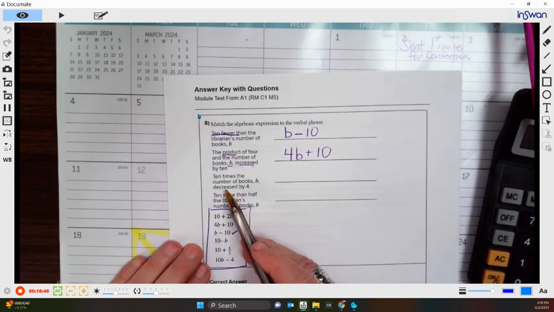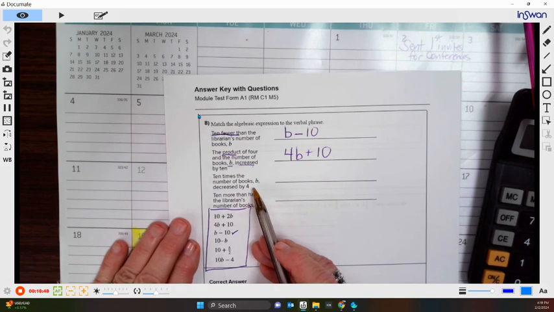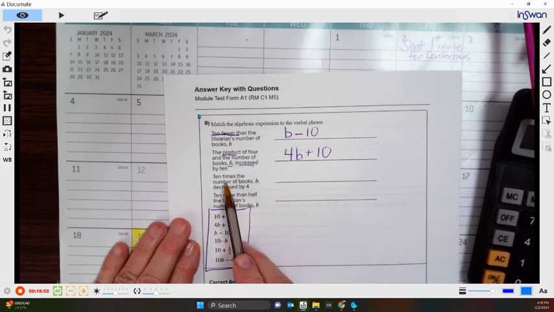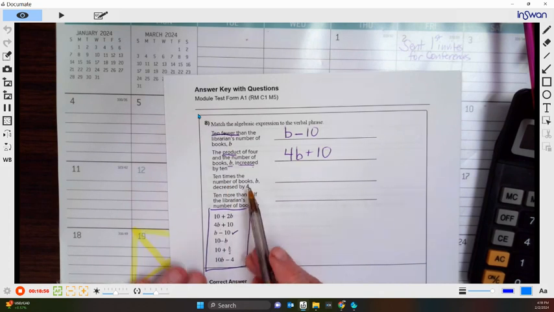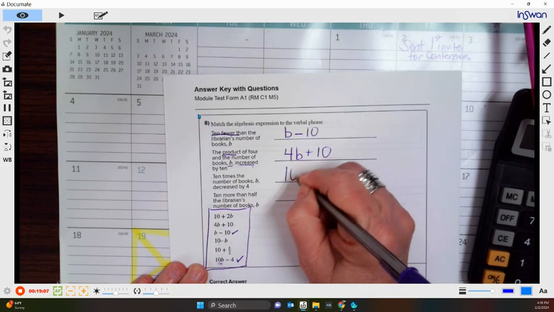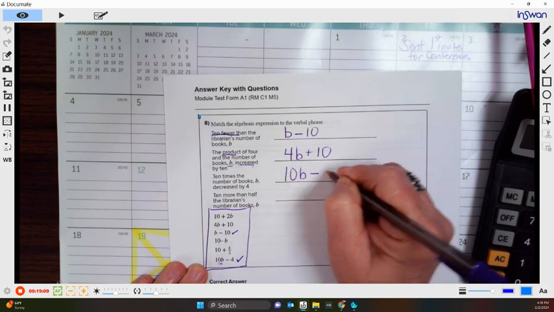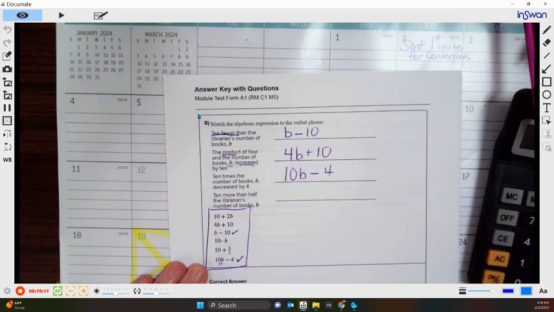The next one says 10 times the number of books, b, decreased by 4. So you're multiplying the number of books times 10, and then you're subtracting 4 from that. So that would be 10b minus 4. That is 10 times the number of books decreased by 4. So that's going to be 10 times b minus 4. Okay, oh, we already used that one too. Now we've got 3 left and 1 phrase.